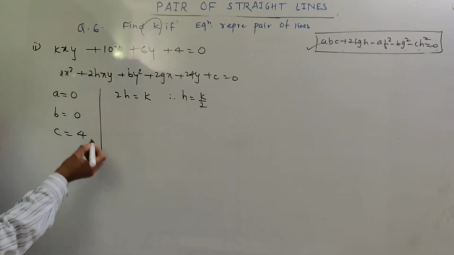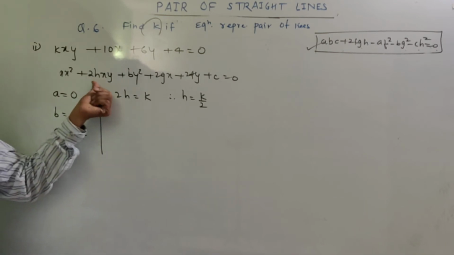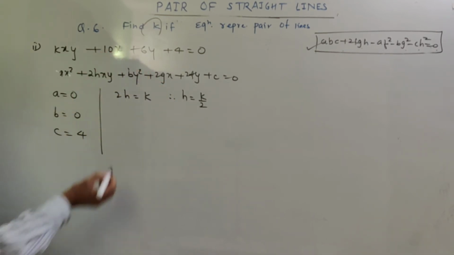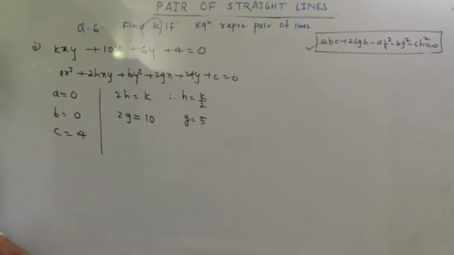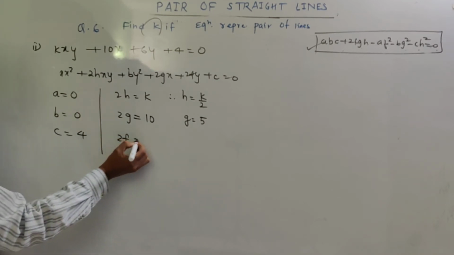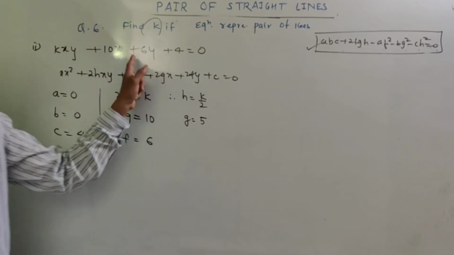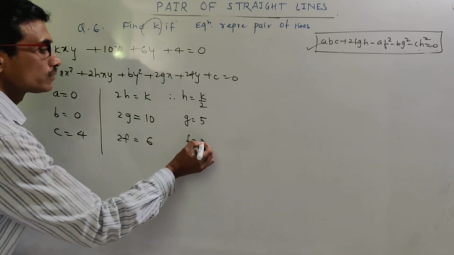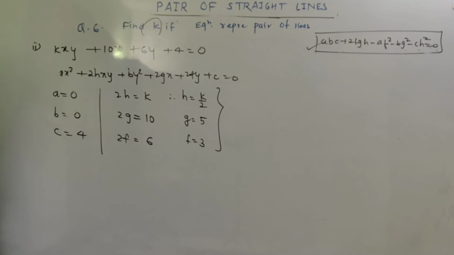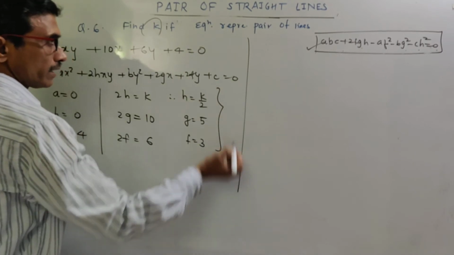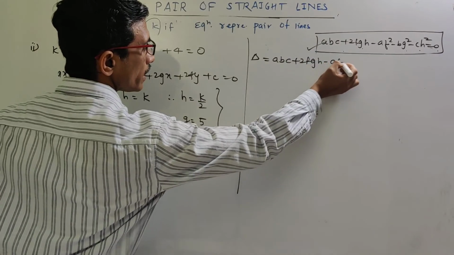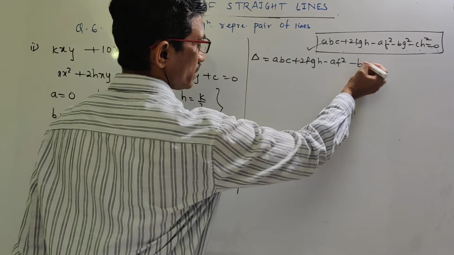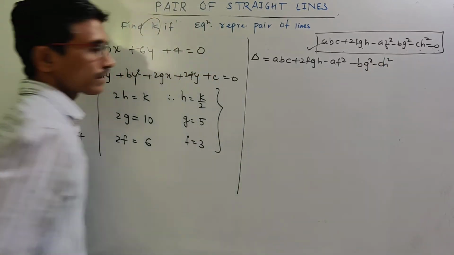Then 2gx. So 2g is equal to 10. That means g is equal to 5. 2fy. So 2f is equal to 6. f is equal to 3. So we are getting h, g and f, a, b and c. We use the necessary condition. Delta is equal to abc plus 2fgh minus af square minus bg square minus ch square.